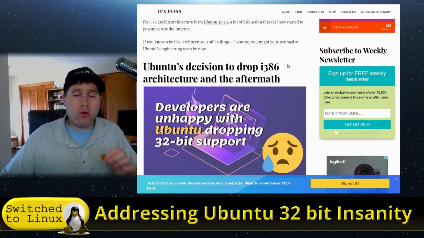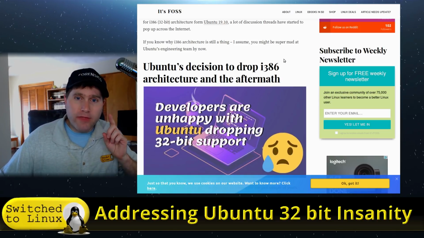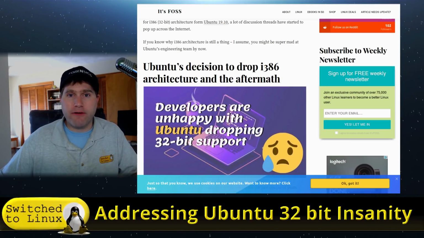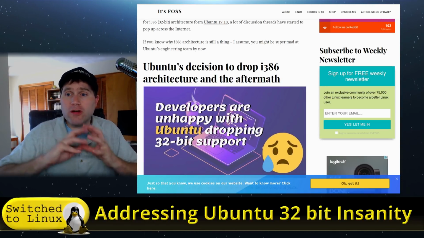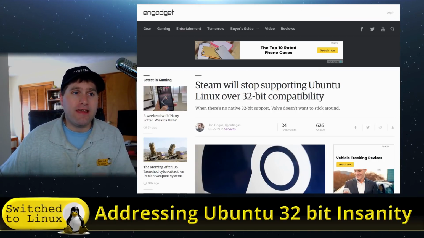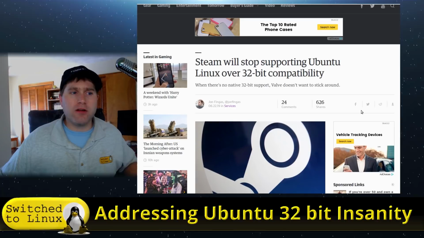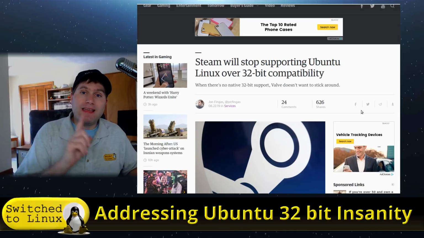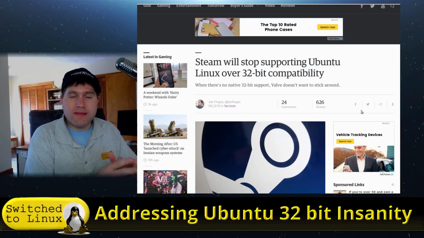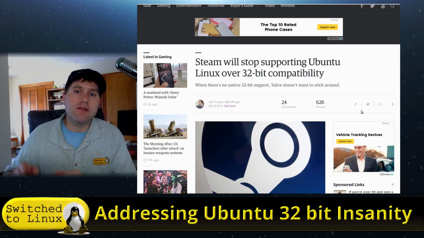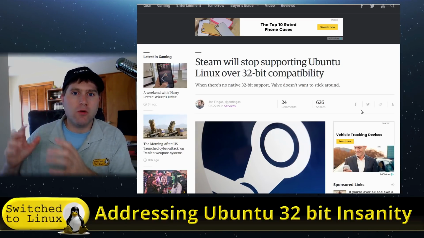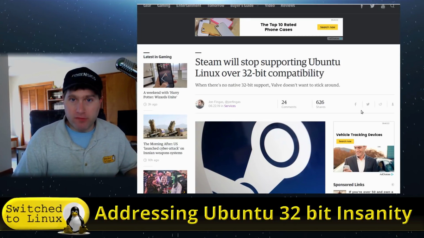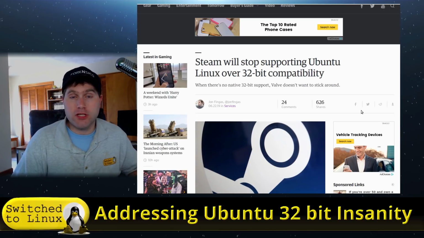And this is very reasonable, because what is one of the number one things that holds Linux back? It's the fact that game support isn't very good. And the only organization really pushing forward on game support on Linux is Steam. And they said they're going to stop supporting Ubuntu over this 32-bit compatibility drop. Again, this has nothing to do with the architecture and the operating system. It has to do with the ability of the operating system to still run 32-bit applications. Why is this a big deal for Steam? Because most video games are still written in a 32-bit architecture.